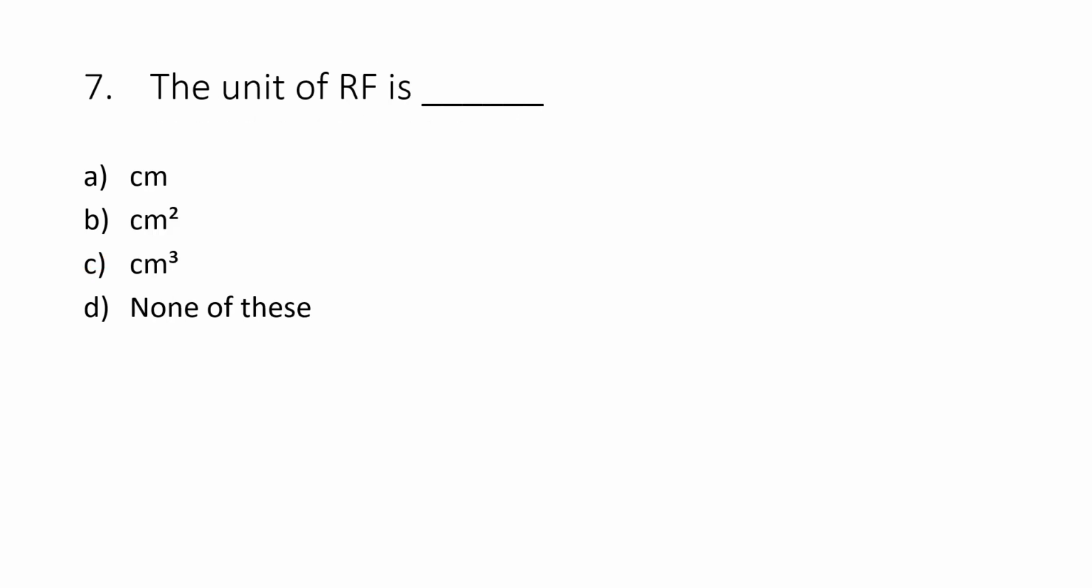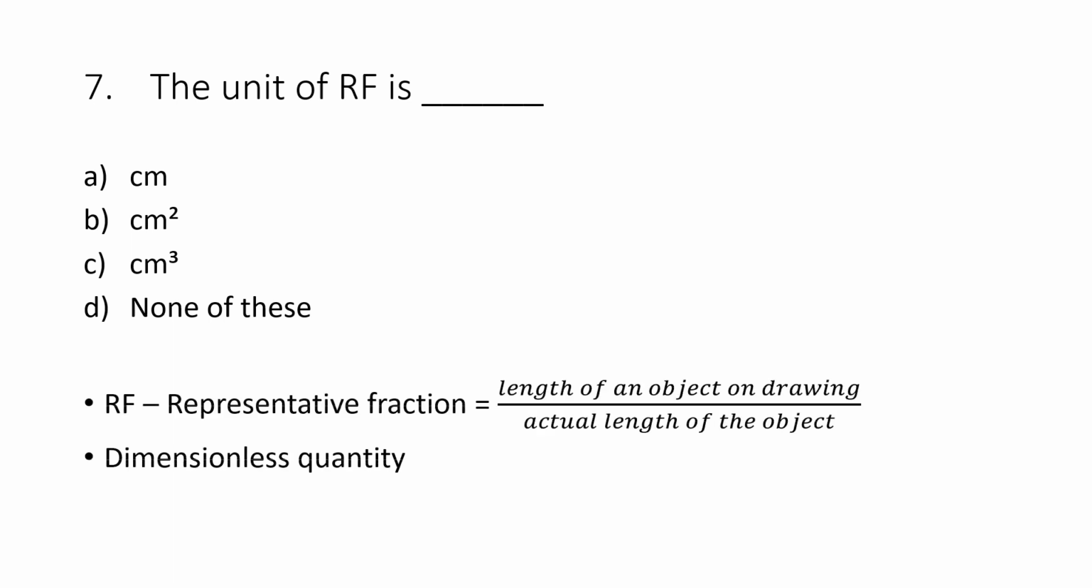Next is the unit of RF is. The RF means it is the representative fraction which can be calculated by length of an object on drawing by actual length of the object, and it is a dimensionless quantity. So the answer will be C.